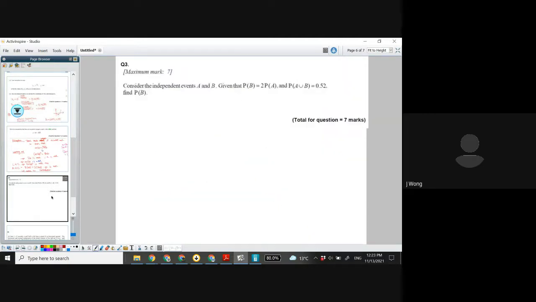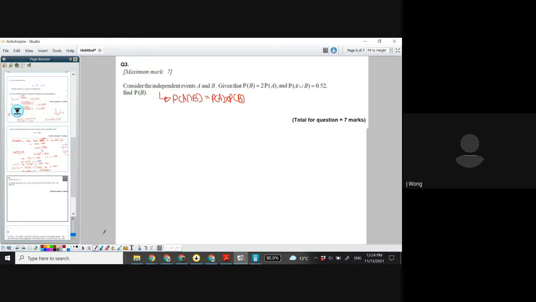Question 3 then. So consider the following two events to be independent, i.e. we always write down this formula, probability of A and B, but now in A2, we will probably have seen this symbol already. A intersect B is the same as probability of A times probability of B. Okay, they also gave us the relationship between probability of B and A, and they tell us the probability of A union B. So use it to find probability of B.